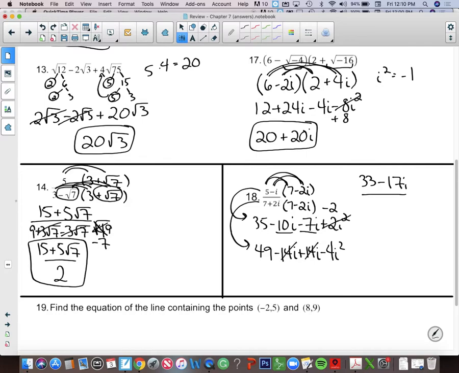So those cancel out. The minus 4i squared turns into a positive 4, because that i squared is a negative 1 again. So 49 plus 4 is 53. So we can't simplify that down anymore. 17 is prime, so we're done. I think 53 might be prime as well.